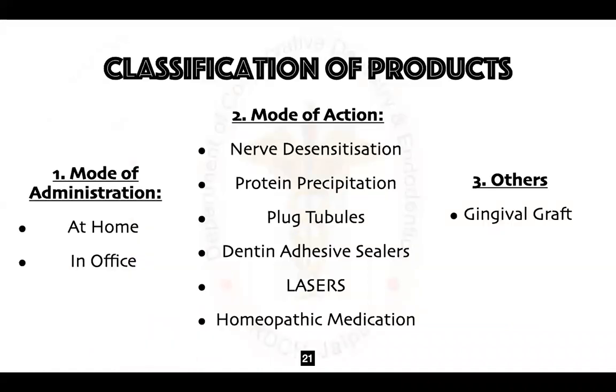So what is the classification? How do we classify the variety of the numerous products available in the market? By three aspects. The first is mode of administration. The second is mode of action.